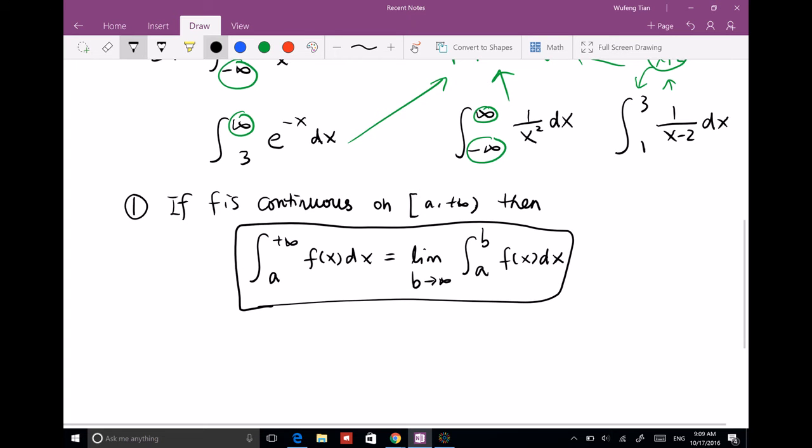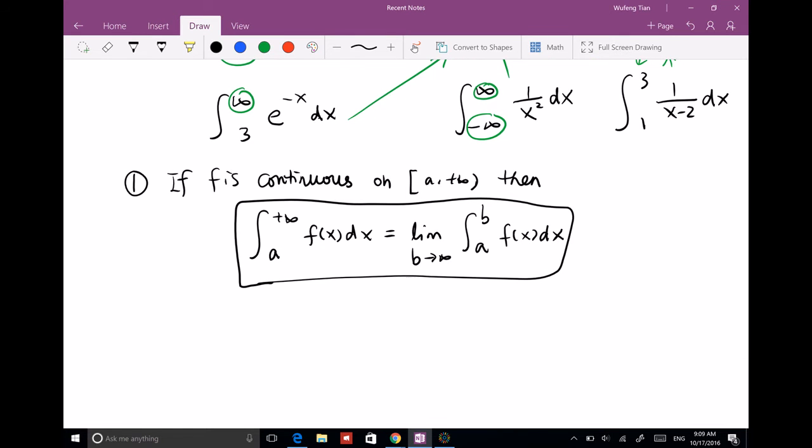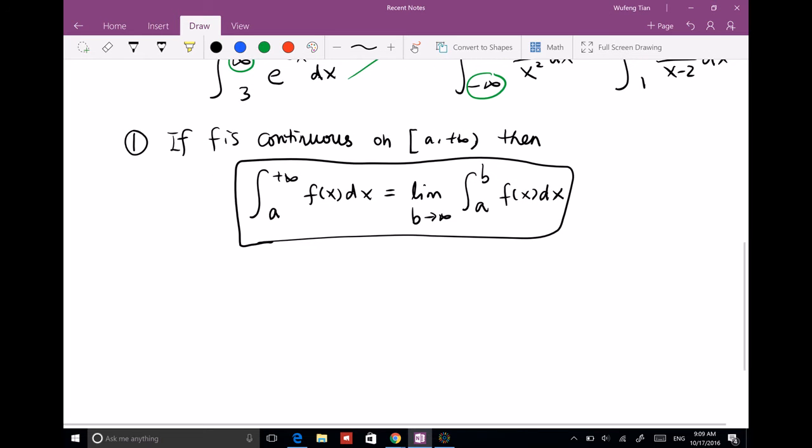The left side is an improper integral, but on the right-hand side, I changed the infinity into a variable b. We changed the infinity into a finite boundary, but b goes to infinity. b itself just approaches infinity. Then you can find a limit. You change that into a limit and ask: what's the limit when b goes to infinity? What is the answer? So how do we use this equation to find the integrals?